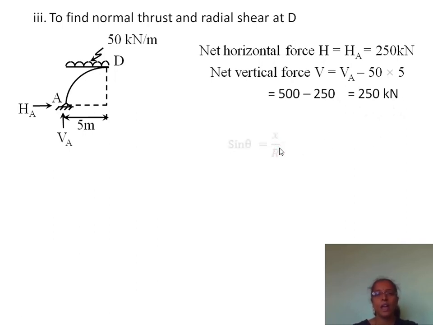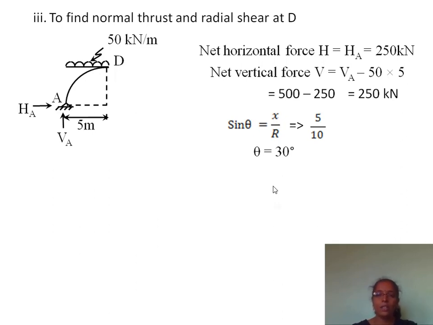Next, we will find the angle theta. Sin theta is equal to x by r, where x is always measured from the center. So radius is 10 meter and if this is 5 meters, so x is equal to 5 meters only. So the remaining length from the center is 5 meter. Therefore, x is equal to 5 by 10. X is 5, radius is 10. Therefore, the value of theta is 30 degrees.